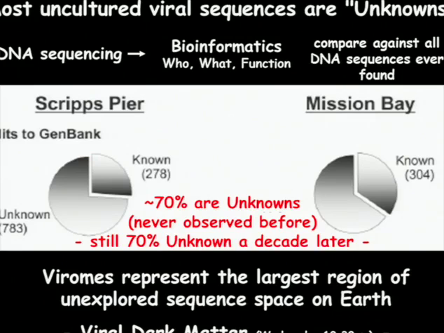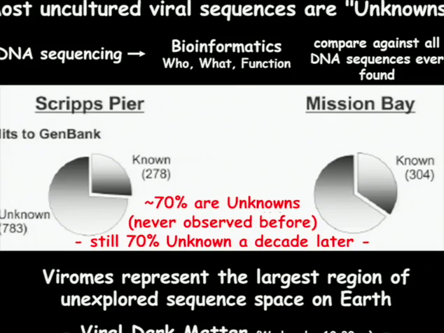The first observation that really came out of this was that basically all of the viral sequences are unknown. If you do this in seawater, 70% of what you see is unknown. What's remarkable about this is, by unknown, I mean it doesn't match anything else in the database by really loose criteria, where you're really trying to find something that's linked. The other thing is it's still 70% unknown today.